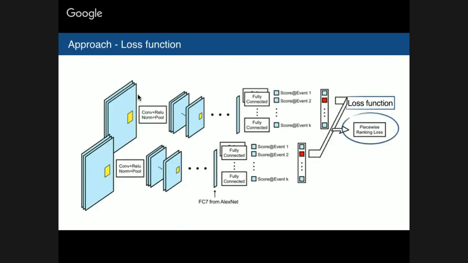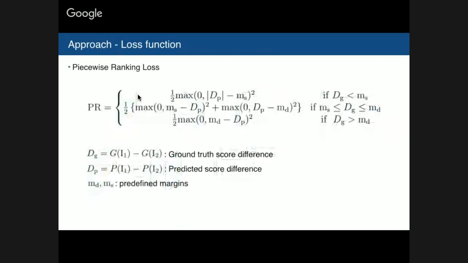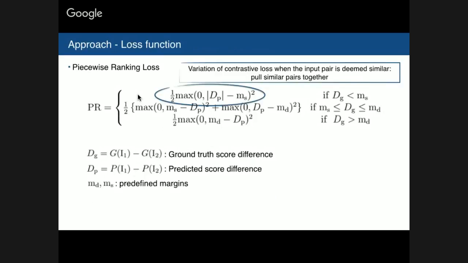The third property is our loss function. We designed a loss function specifically for this problem, and we call it piecewise ranking loss. It has three conditions. The conditions are about the MS and MD here. MS and MD are two predefined margins. And here DG and DP are respectively the ground truth score difference and the predicted score difference.